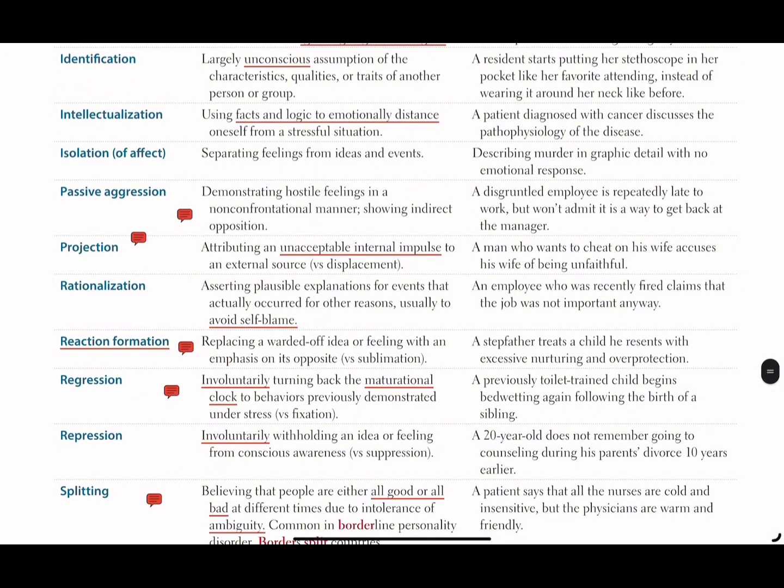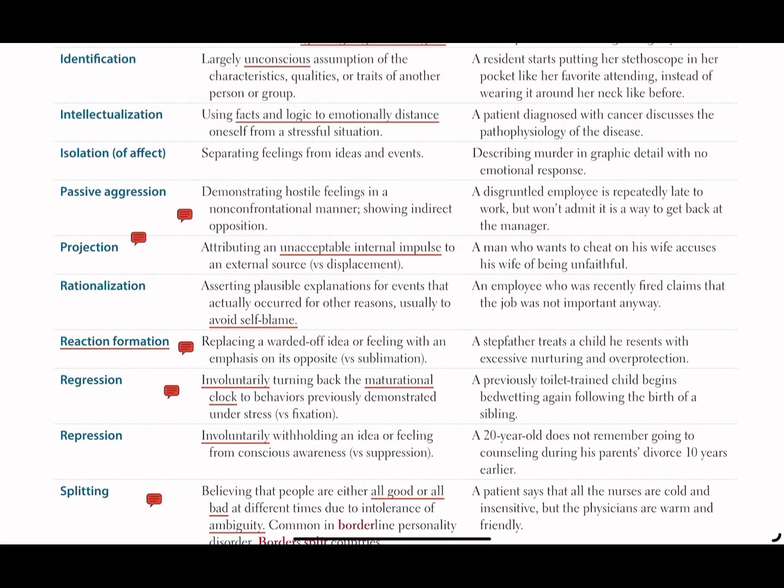Projection, attributing an unacceptable internal impulse to an external source. For example, a man who wants to cheat on his wife accuses his wife of being unfaithful. Okay, so another example is that a patient is angry at his wife because she's divorcing him, and instead of admitting that he's angry, he would just say that she's the one that is angry at me.